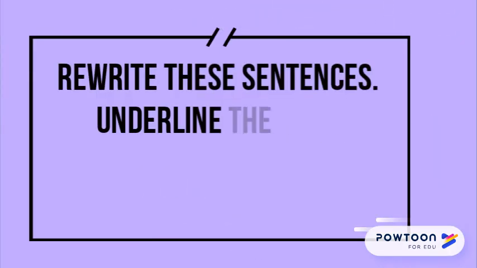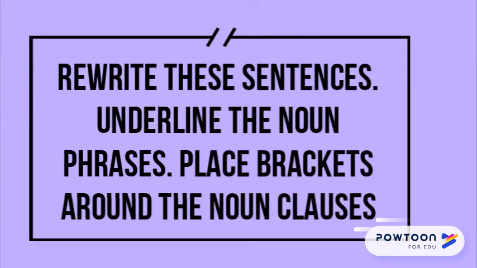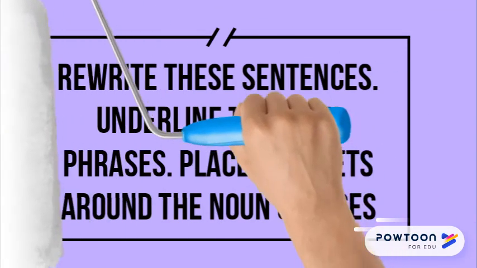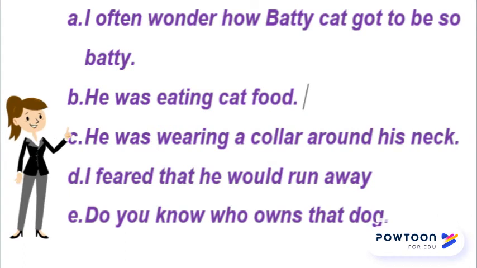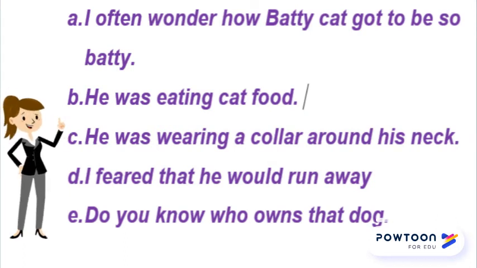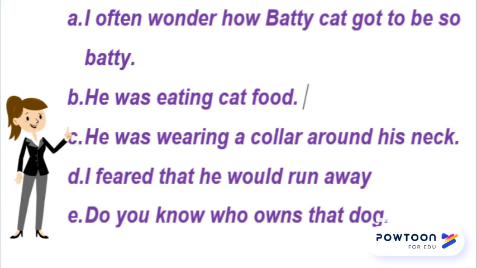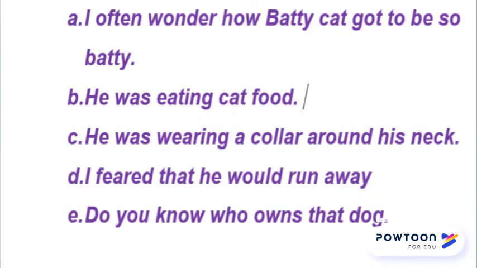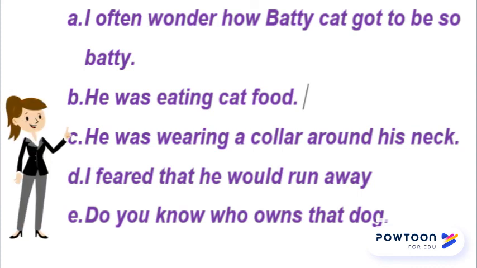Now rewrite these sentences. Underline the noun phrase, place brackets around the noun clauses. A. I often wonder how Betty Cat got to be so Betty. B. He was eating cat food. C. He was wearing a collar around his neck. D. I feared that he would run away. E. Do you know who owns that dog? And lastly, F. My mother was happy.